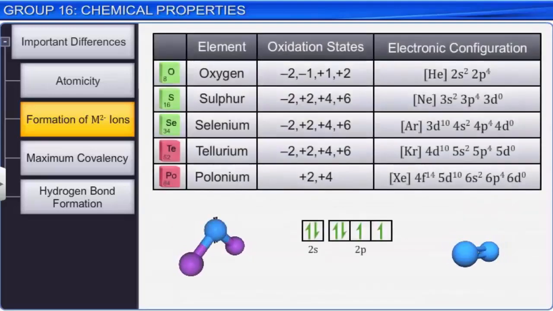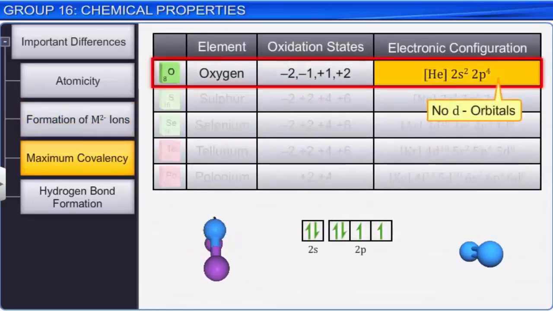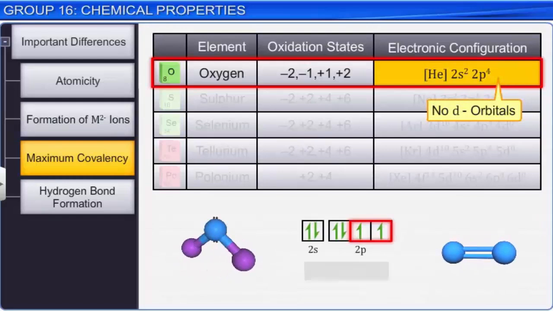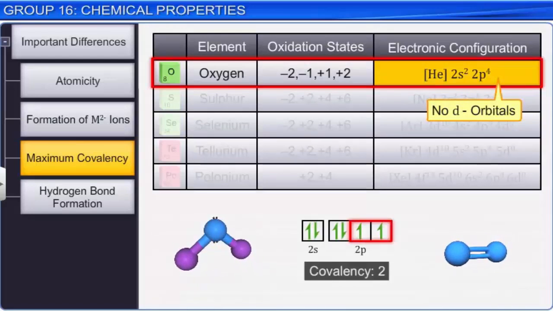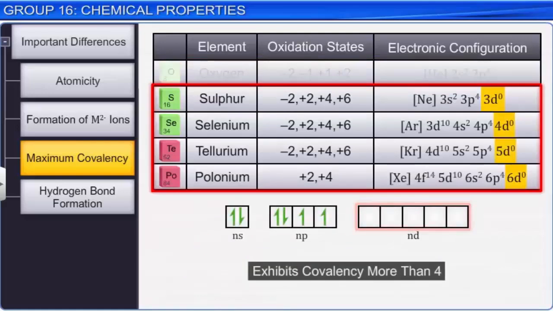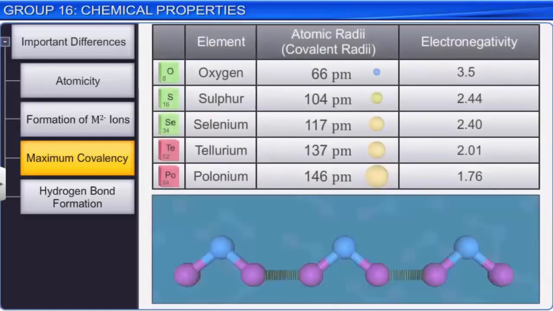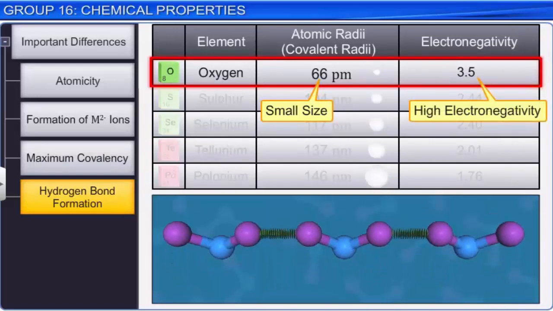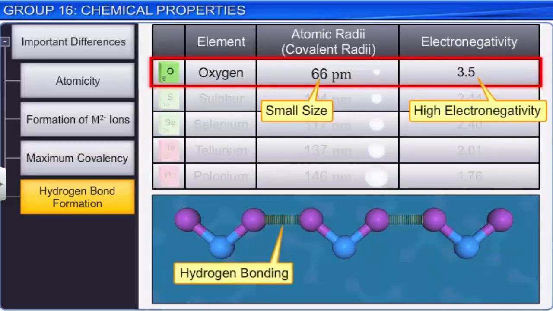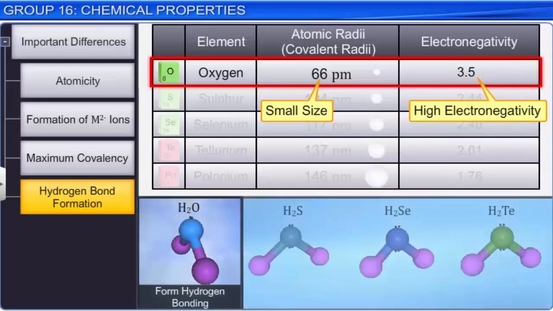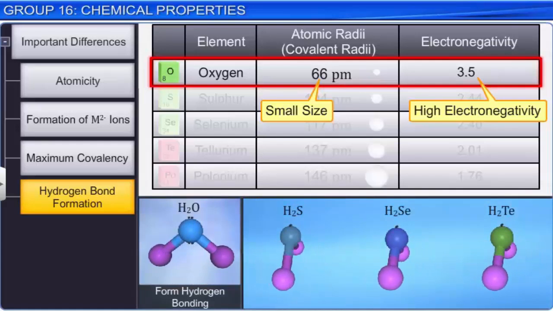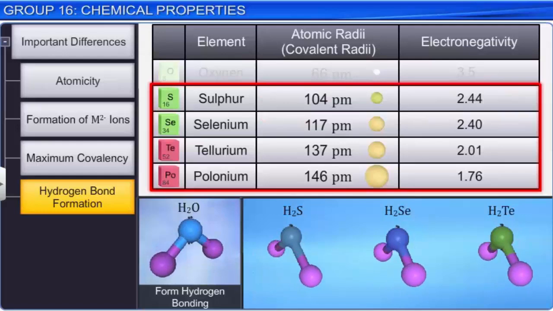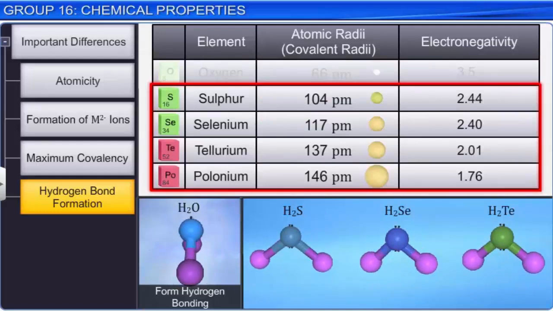Maximum covalency. Due to the absence of d orbitals in oxygen, its covalency is limited to 2. But the covalency exceeds 4 in the other elements due to the availability of d orbitals in them. Hydrogen bond formation. Because of its small size and high electronegativity, oxygen forms strong hydrogen bonds, which greatly affects the properties of water and other compounds. However, the other elements in the group have comparatively low electronegativities and, therefore, do not form hydrogen bonds.